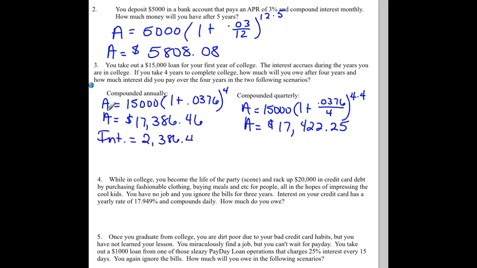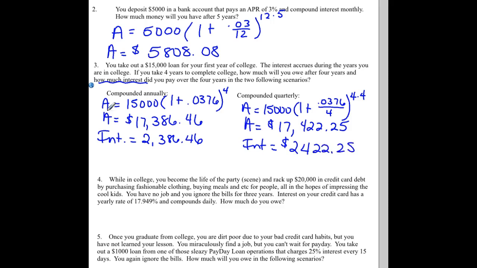$2,386.46. That's the second part of the question that they asked us. Not just what do we have to pay back, but how much of it was interest. Okay? The difference between the total you owe and what you borrowed is the extra interest they're charging. So in the second scenario, the interest was $2,422.25.